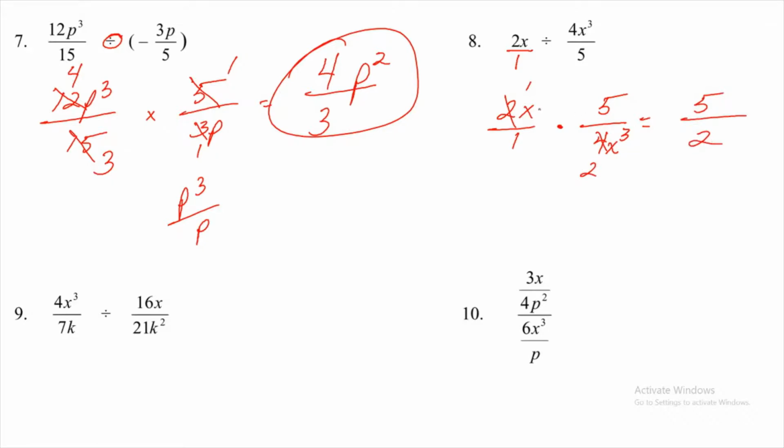And where do I have more x's? I have 1 x on top and 3 on the bottom. I'm going to have 2 more x's in the bottom when I simplify. Okay, so that is that.